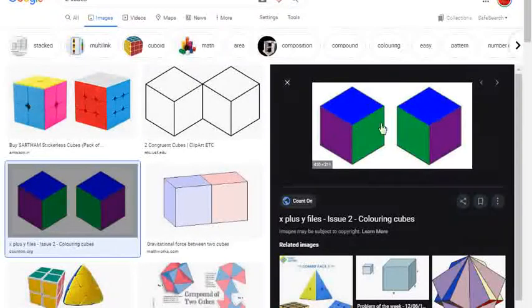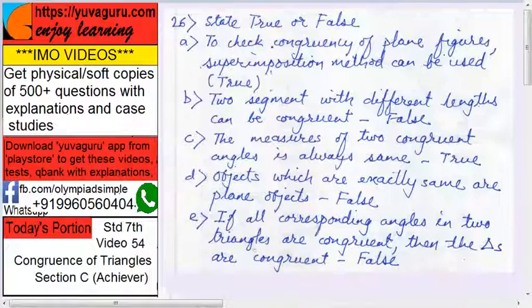They are exactly same, but are they congruent? No. Are they plane figures? No, because these are solid objects. Your two hands, they are exactly same, but are they plane figures? No, they are solid objects.